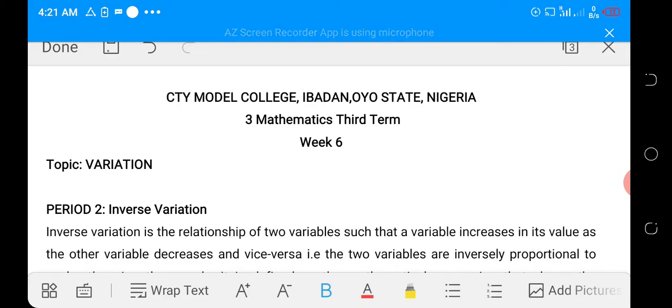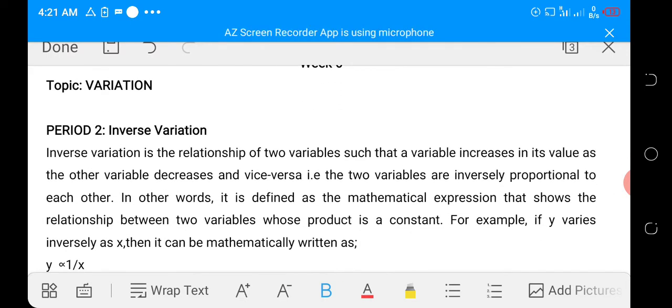Remember, I told you we have 4 types of variation: direct variation, inverse variation, joint variation, and partial variation. We treated direct variation in the last class. Today, we want to look at inverse variation. Inverse variation is the relationship of two variables that shows that a variable increases in its value as the other variable decreases, and vice versa. That is, the two variables are inversely proportional to each other.